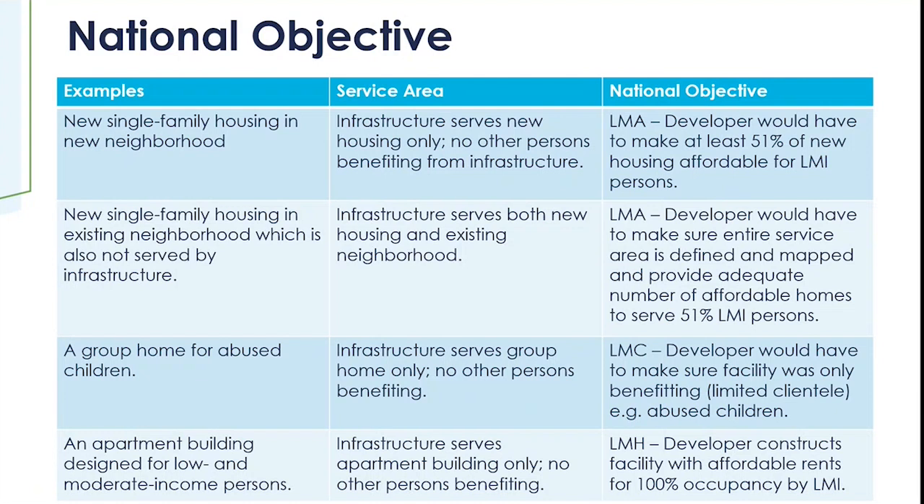If you're building new single-family homes on infill lots in an existing neighborhood that doesn't have infrastructure currently, and maybe you're building new public sewer, you're going to serve everybody in that neighborhood. So you have to count everybody in that service area in order to achieve the correct national objective. So understanding who's benefiting, what the service area is, and what your activity is will help you define what national objective you need to meet and how you meet it.